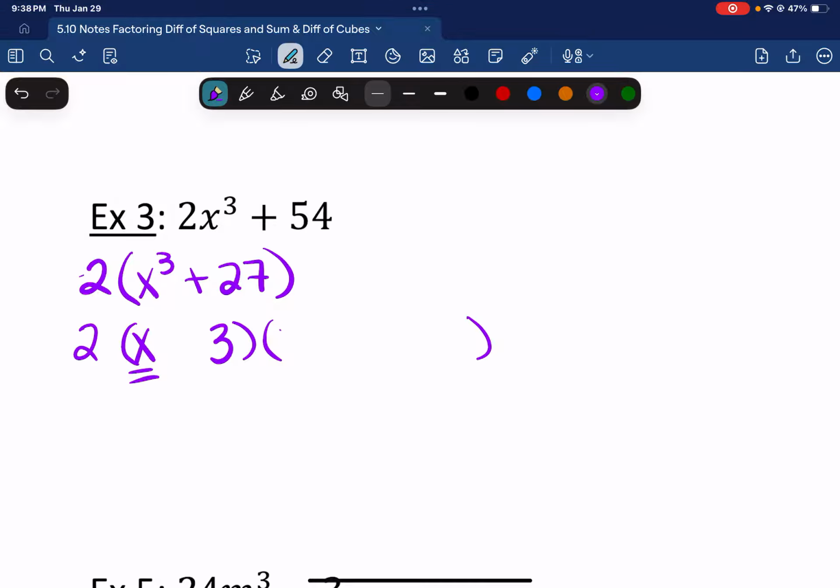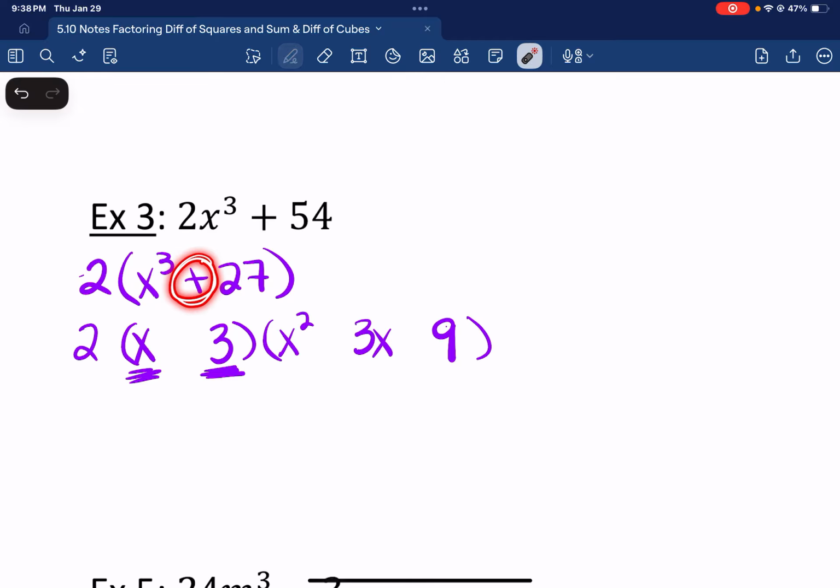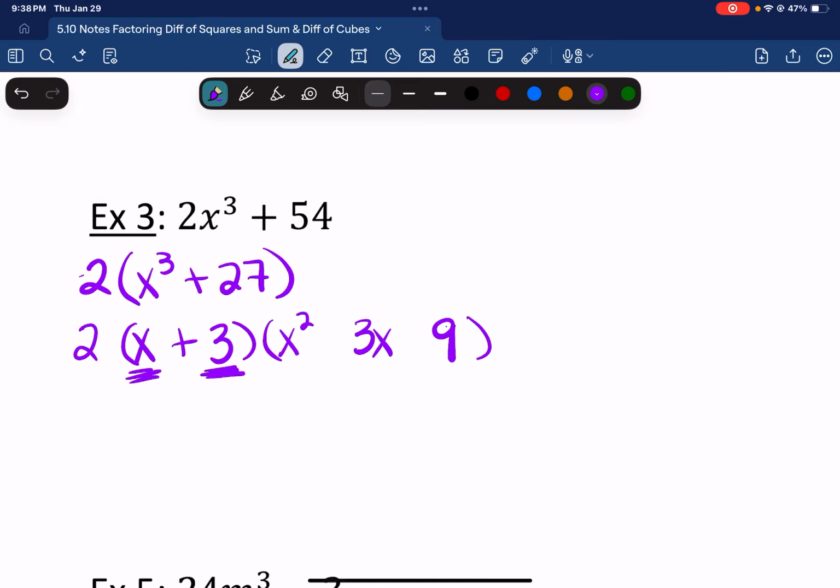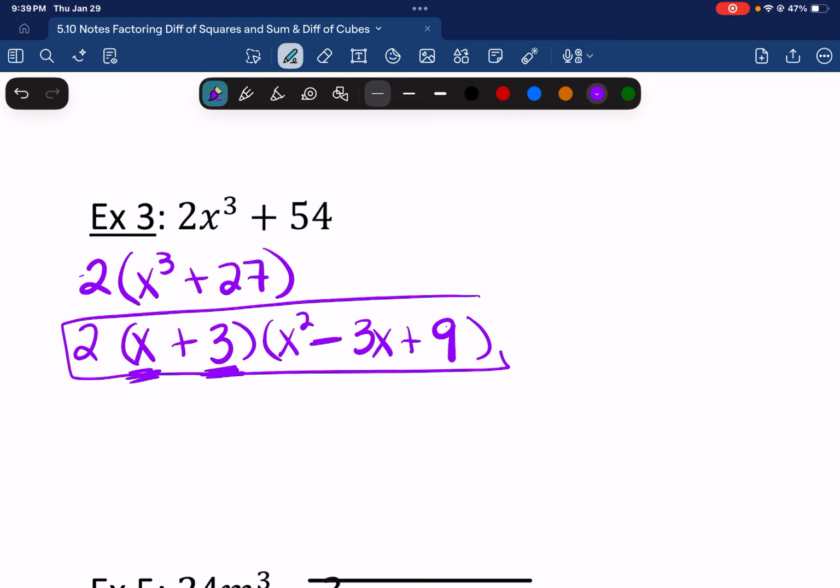First times first is first. Last times last is last. First times last is in the middle. X times 3, 3x. Isn't this a blast? The first sign's from the problem. The second is reversed. The last is always positive, no matter what the first. And there you have it factored.